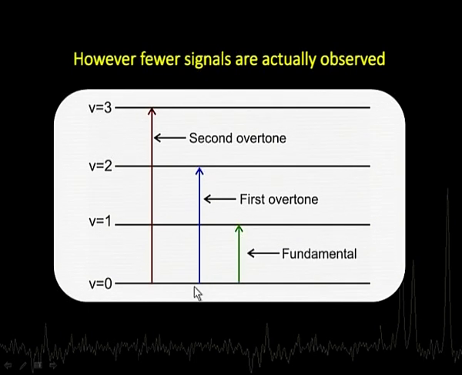Or we may have 0 to 2, which is called the first overtone, and 0 to 3 is called the second overtone. This will have a frequency of roughly double that one, and this will be roughly triple that one. They are not exactly double and triple, but almost close to that. So, they are the only ones which are observed.